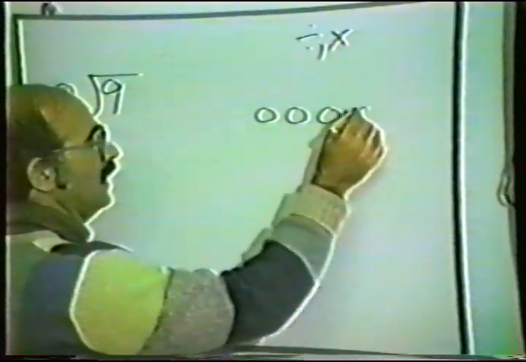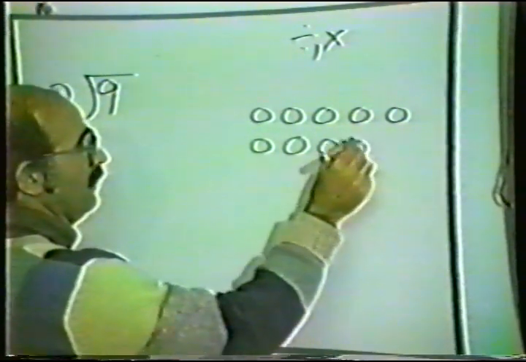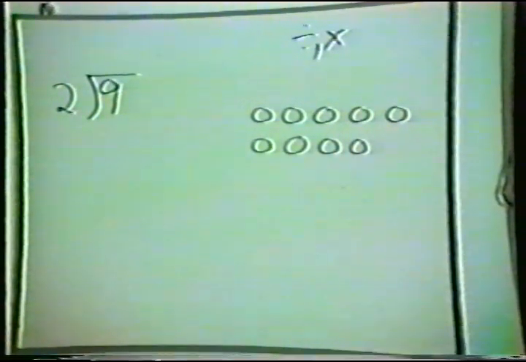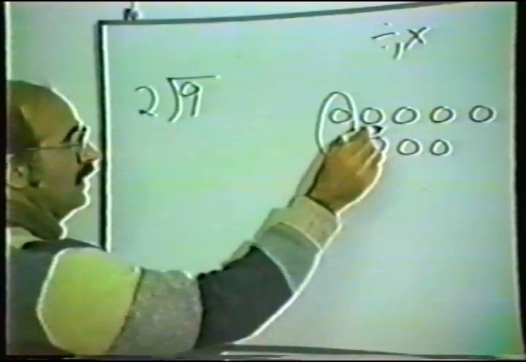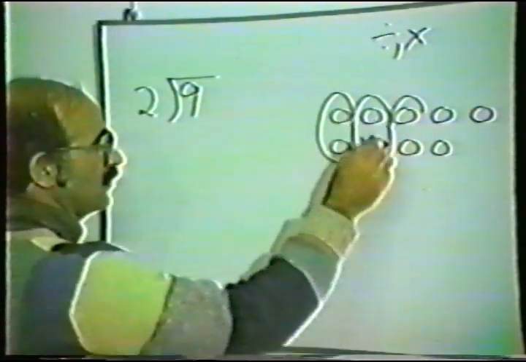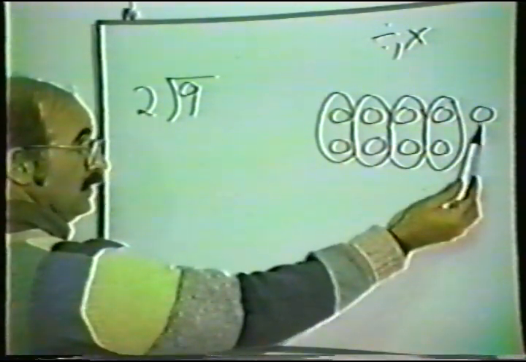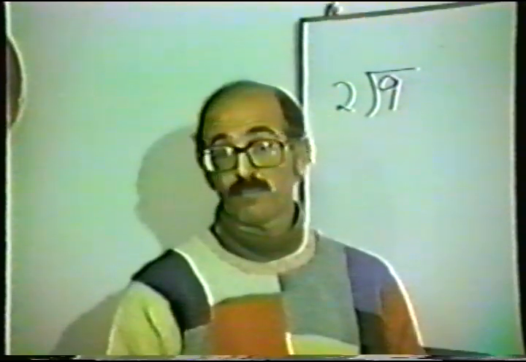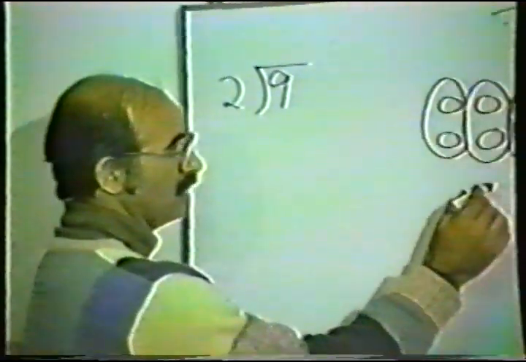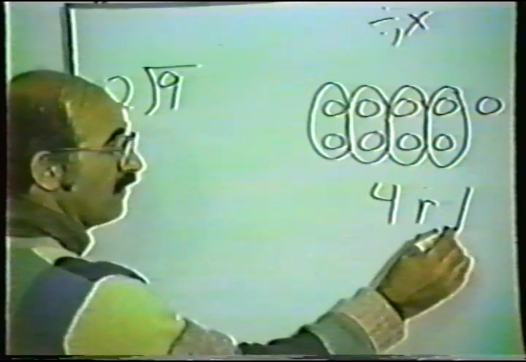Well, suppose they were little marbles. And suppose we had 9 of them. We want to know how many groups of 2 there are. Well, here's a group of 2. Here's a group of 2. Here's a group of 2. And here's a group of 2. Is that a group of 2? No, that's one left over. One that remains. We call it the remainder. So we have 4 complete groups of 2 with a remainder of 1.